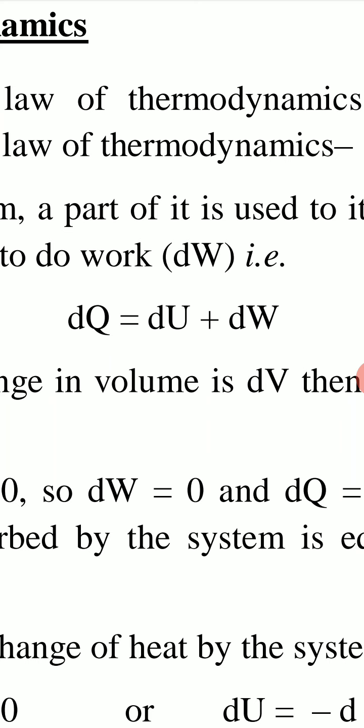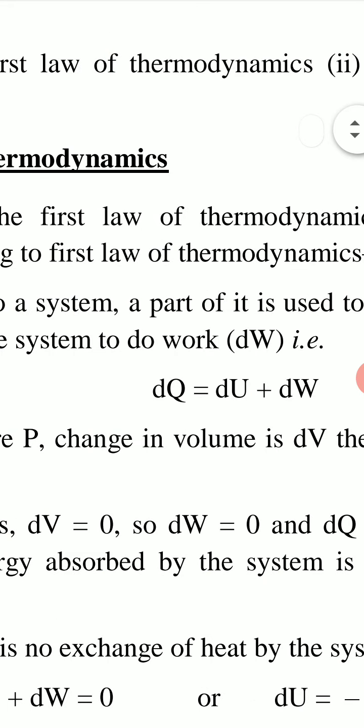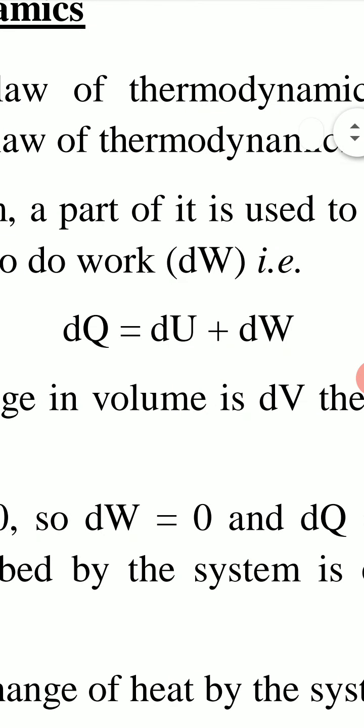dq is the heat given to the system and it is equal to sum of two terms, du plus dw. du is change in internal energy of the system and dw is the work done by the system. This is the mathematical form of first law of thermodynamics.